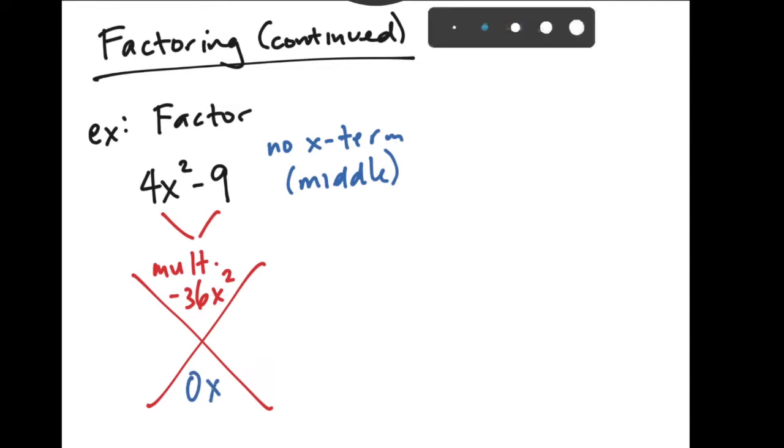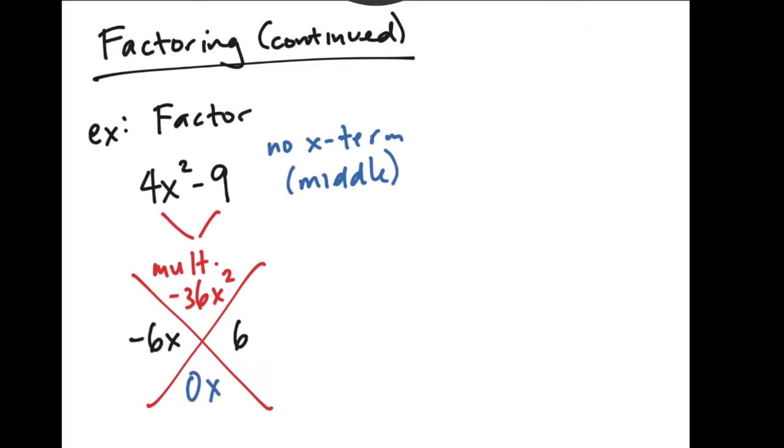So I'm trying to find two numbers that multiply to negative 36 and add up to 0. That's actually going to be negative 6 and positive 6. So negative 6 times 6 is negative 36. Negative 6 plus 6 is 0.